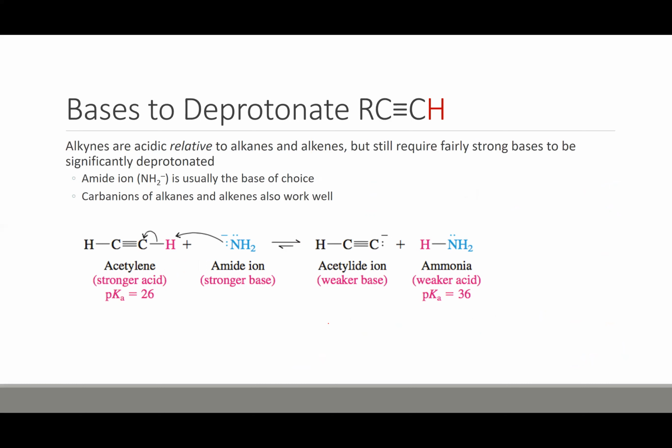Now, amide ions are usually strong enough. They're usually the base of choice when trying to do a reaction in which we're using a terminal alkyne as an acid. Carbanions, so these are carbons in alkanes and alkenes that have a negative charge on them. These also can work well for acting with a terminal alkyne to pull off that hydrogen. But generally, amides are pretty strong bases. They're stronger compared to hydroxide or especially to water, and can act to pull this proton off of a terminal alkyne.